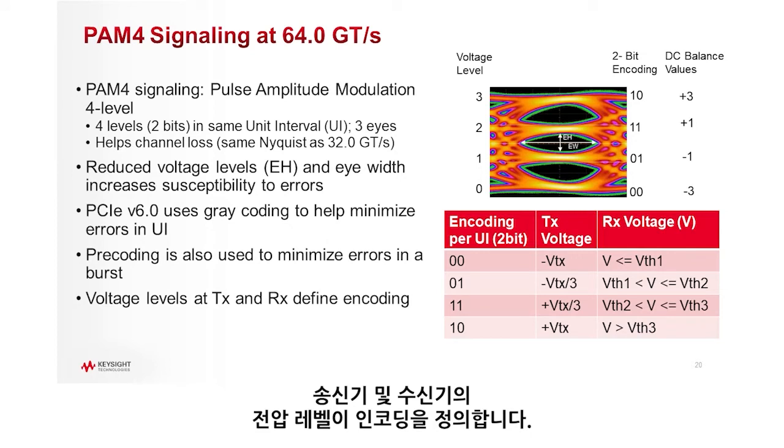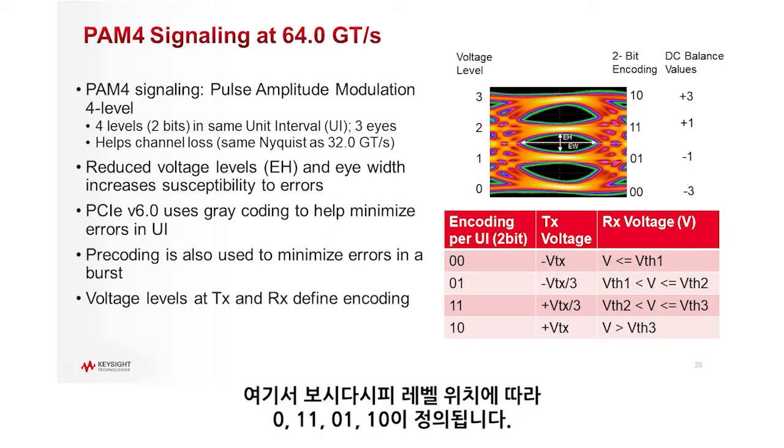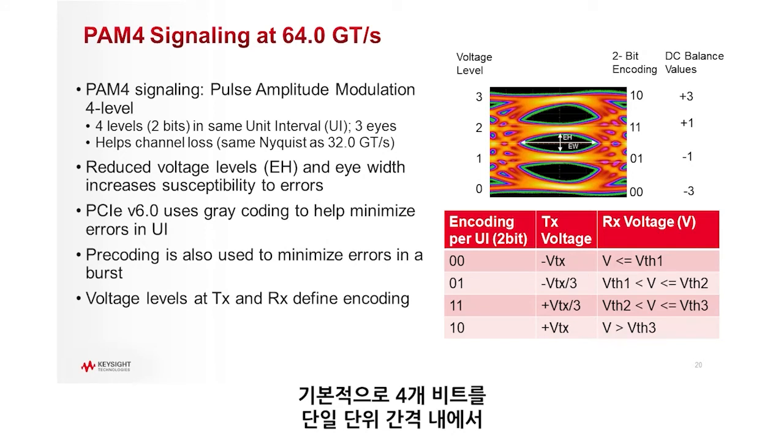So the voltage levels at the transmitter and the receiver define the encoding. You can see here that the level you're at defines either a 0 0, a 0 1, a 1 1, or a 1 0. So you have essentially 4 symbol values that you can transmit within a single unit interval.